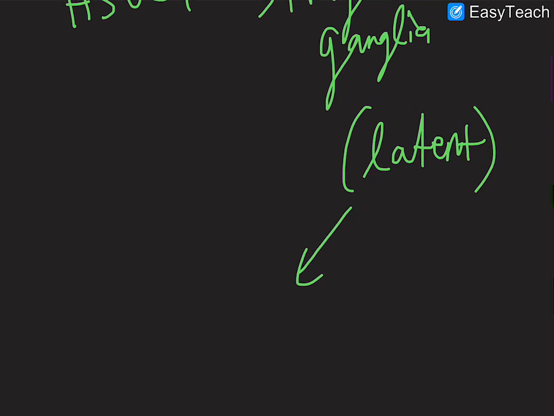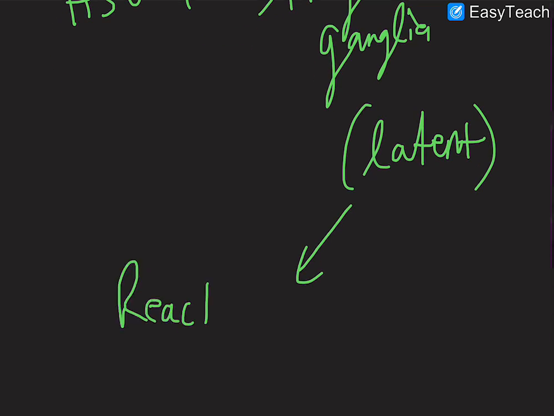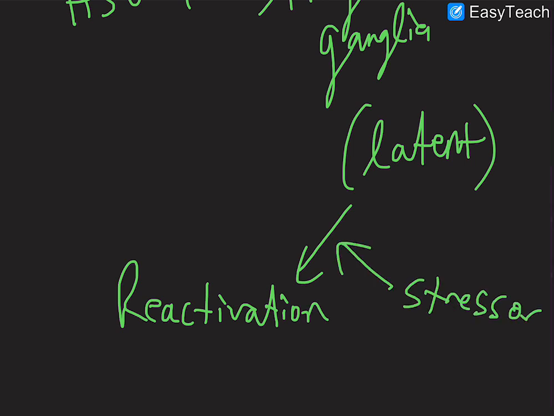So if it's latent in your trigeminal ganglia, this HSV1 virus, if a certain stressor occurs, that can lead to the reactivation of this virus. If a certain stressor occurs, it can reactivate this HSV1 virus, which right now is latent, it's dormant. It's not doing much. It's inside the trigeminal ganglia in the latent phase.